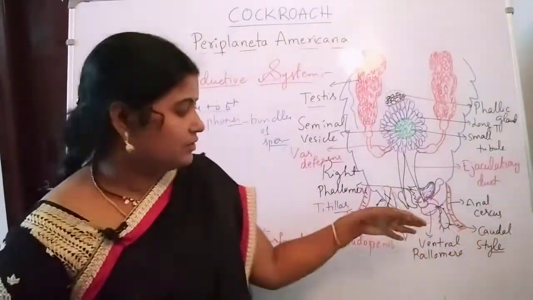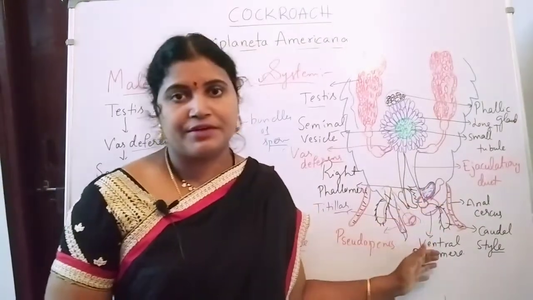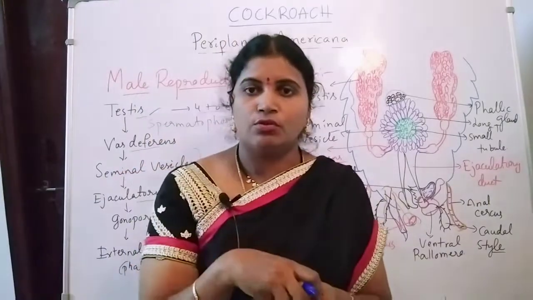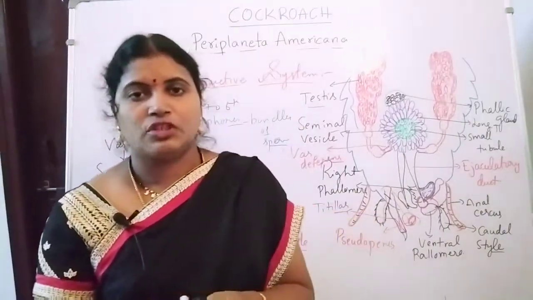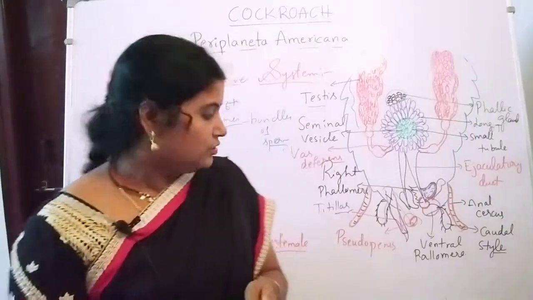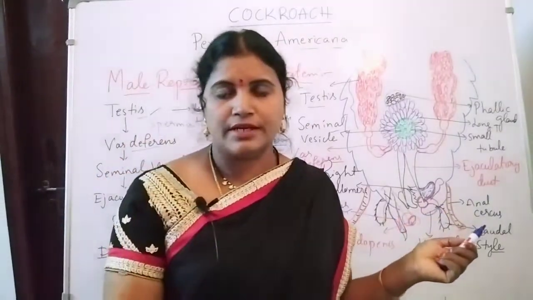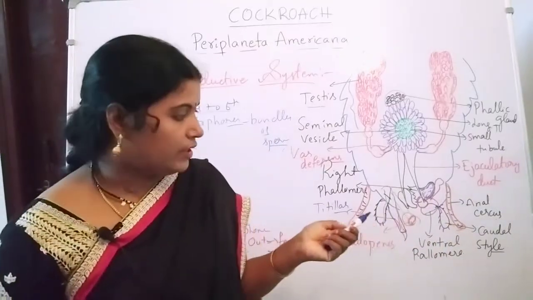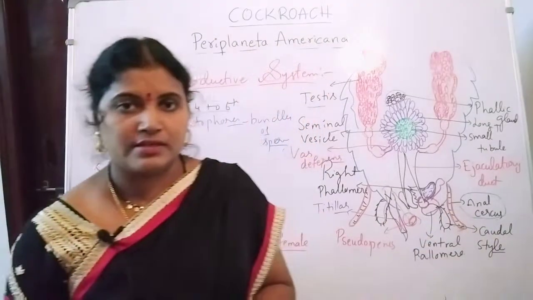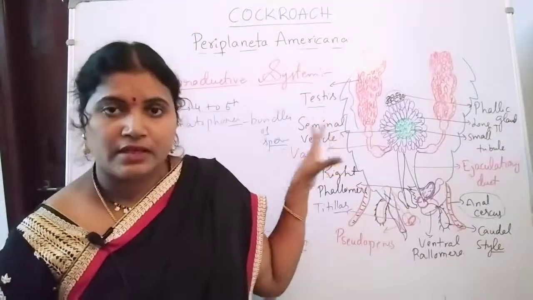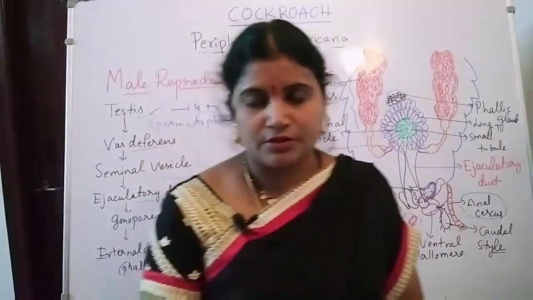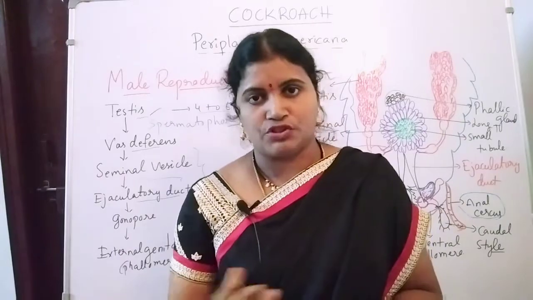In the diagram we already saw the right phallomere and the ventral phallomere. They cover the gonopore, and during copulation they open so that the sperms are released to the outside, into the female body, with the help of the anal cerci structures. So in this reproduction, these are the main parts which play a very important role during the reproduction process.